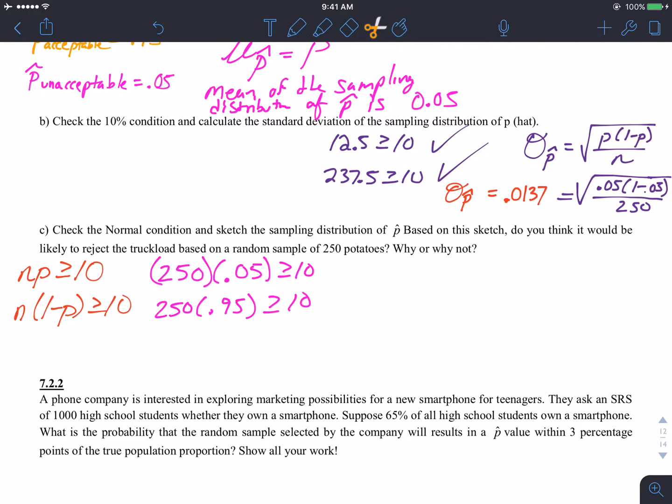So it is approximately normal, and what's going to happen here is, let's go ahead and take a look at the mean.